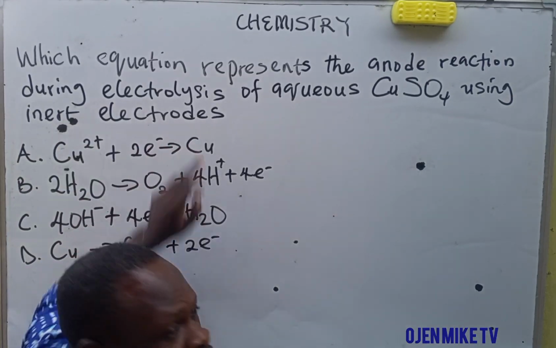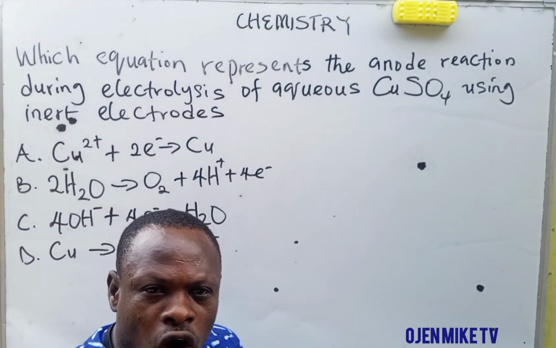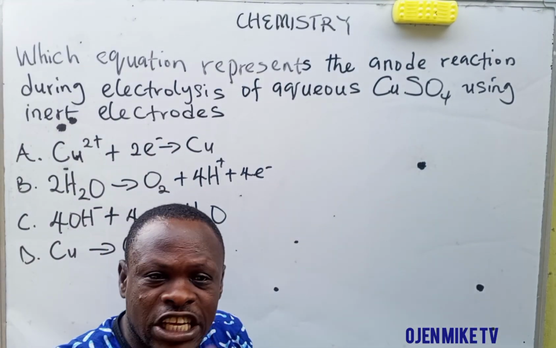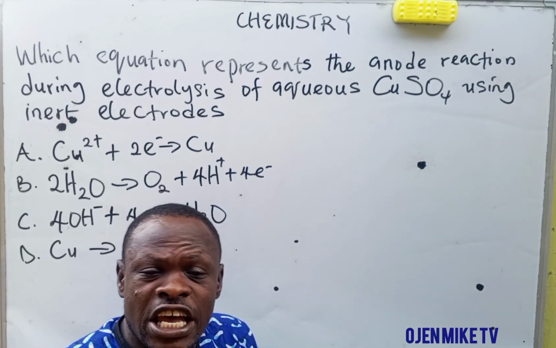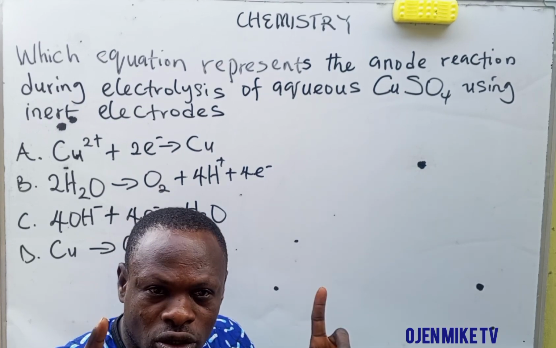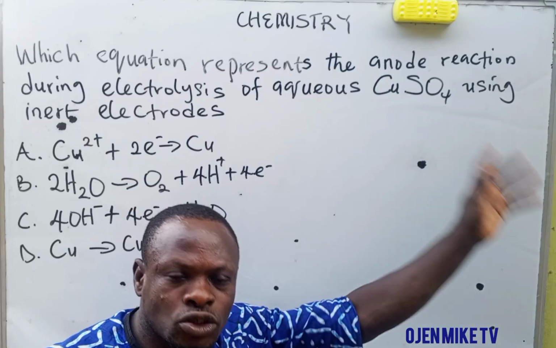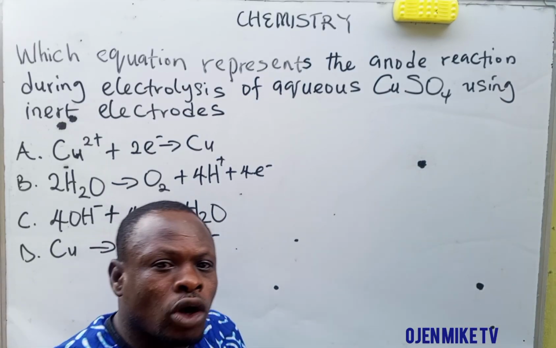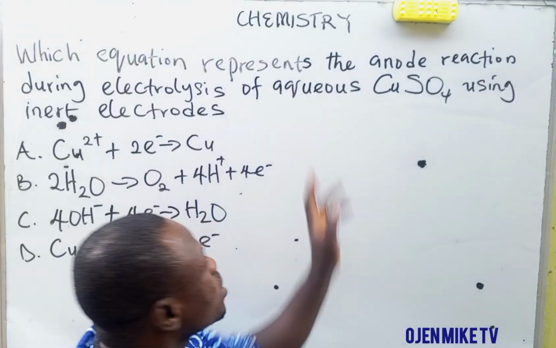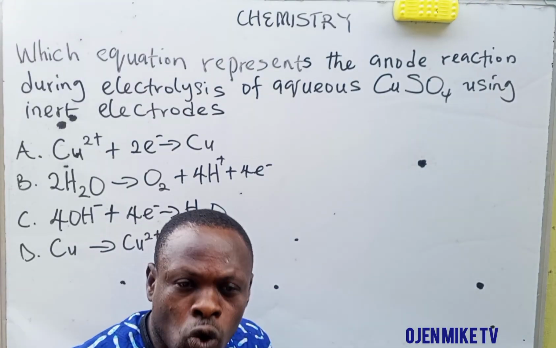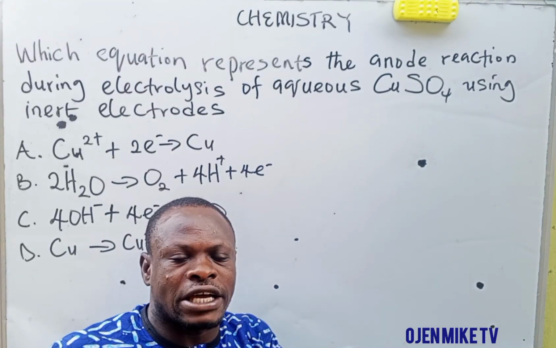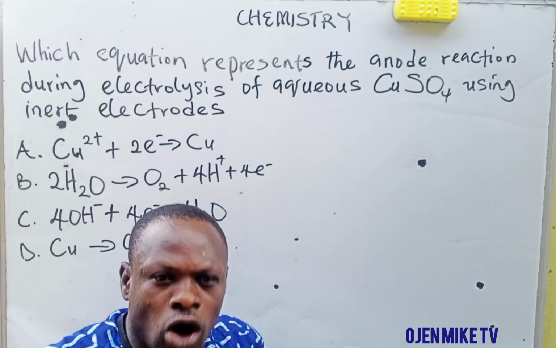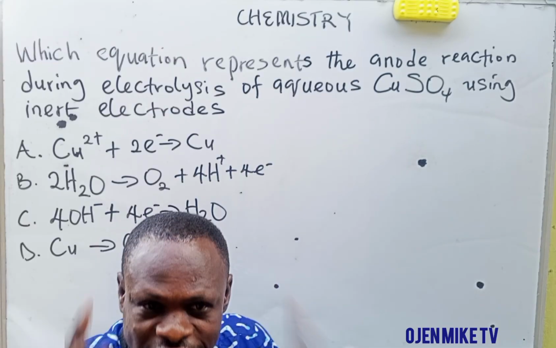Inert electrodes. Electrolysis can occur either in a molten state or in an aqueous state. If it is in a molten state, only two ions are involved. One will migrate towards the cathode, and one will migrate towards the anode. But if it involves an aqueous solution, there are four ions. Two will migrate towards the cathode, two will migrate towards the anode, and one must be preferentially selected.